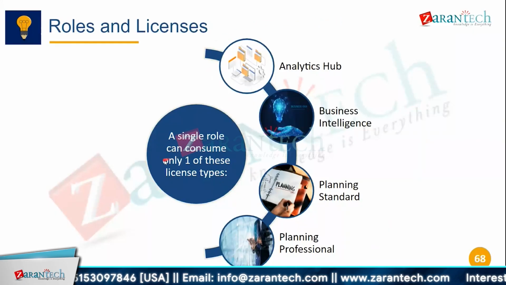So a single role can consume only one type of license. When you create an analytics admin role, it can connect to one license, the analytics hub license. When you create a BA admin, it will consume one BA license. When you create a planning standard role, it will consume only one planning standard license. Similarly, planning professional also. So a single role can consume only one license. So it is always suggested to have a good number of licenses already bought when you estimate that certain users will be using the system.